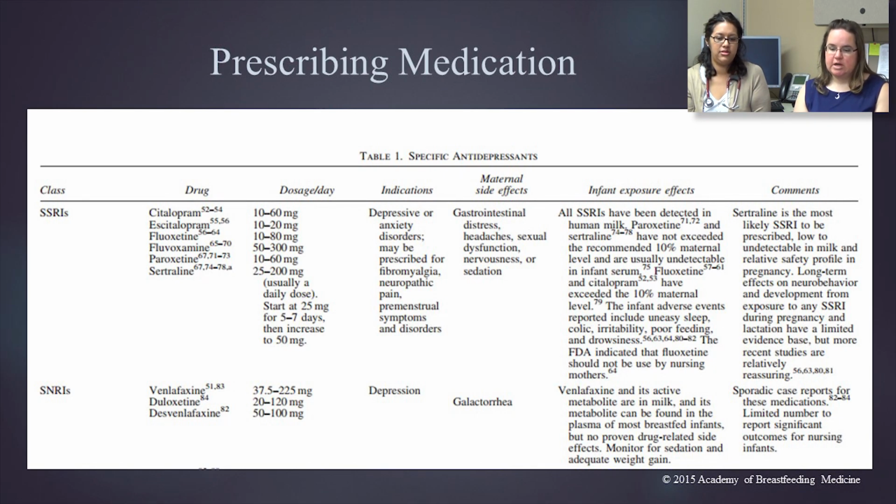Another one we want to touch on that is actually on the graph here is SNRIs, and I want to point out that one of the side effects that has been noted from SNRIs is galactorrhea. So if you have a breastfeeding mother and she may be having trouble with milk supply and she is experiencing depression, an SNRI might be a good choice because it may help to improve her milk supply.